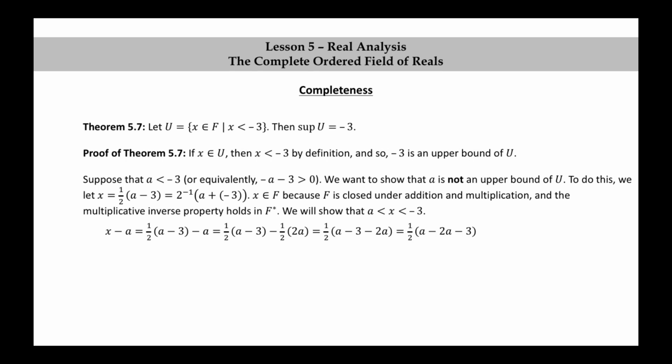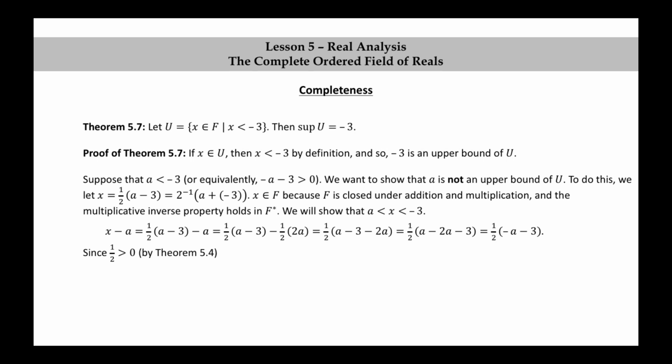And now we can use commutativity of addition to interchange the -3 and the -2A. And we could combine A minus 2A to get -A. So we have that X minus A is equal to 1/2 times (-A minus 3).